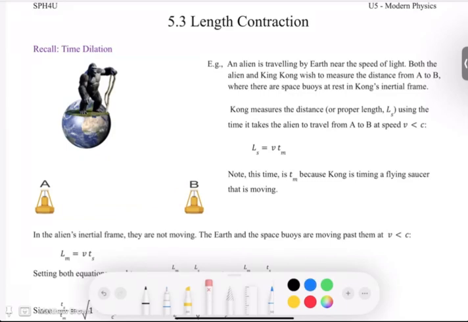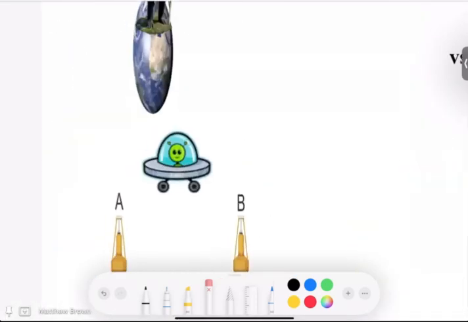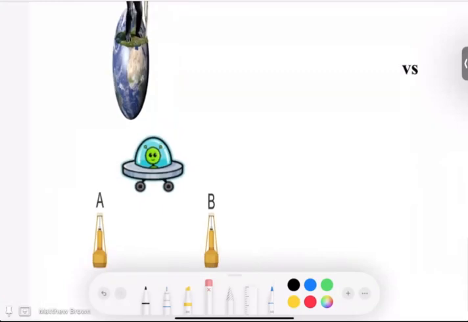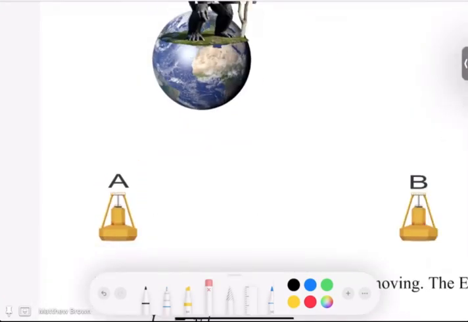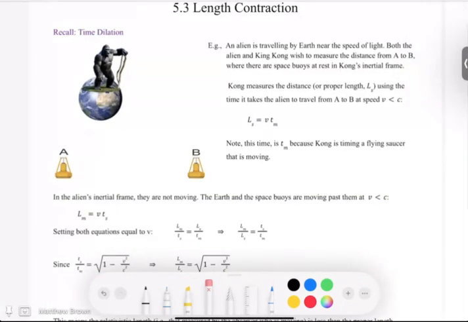Now there's an alien traveling by, which I forgot to put in the picture. I think I got one down here. So there's our little alien, traveling by here. Sorry, I forgot about that. But here's what we're going to do. How are we going to measure the distance from A to B when we've got this little alien in a little flying saucer flying by at speed v?